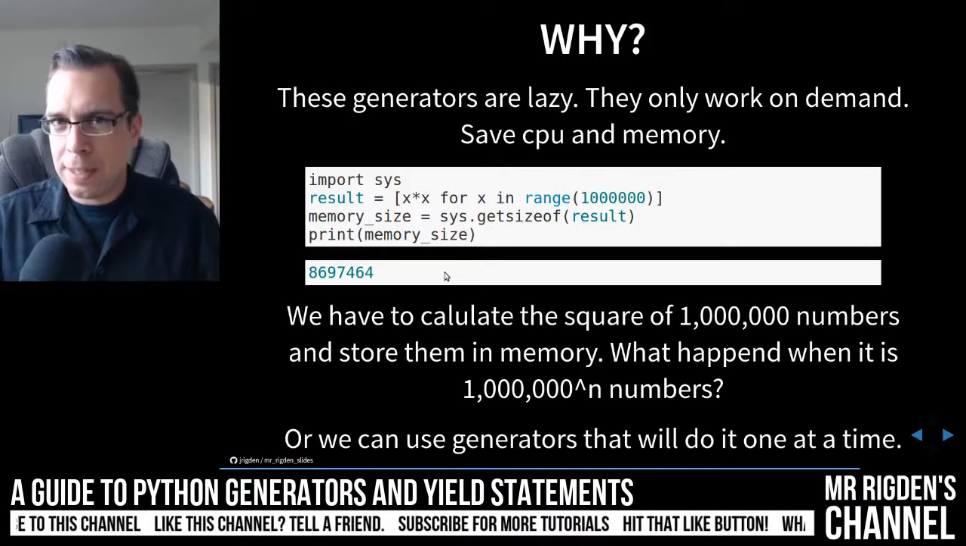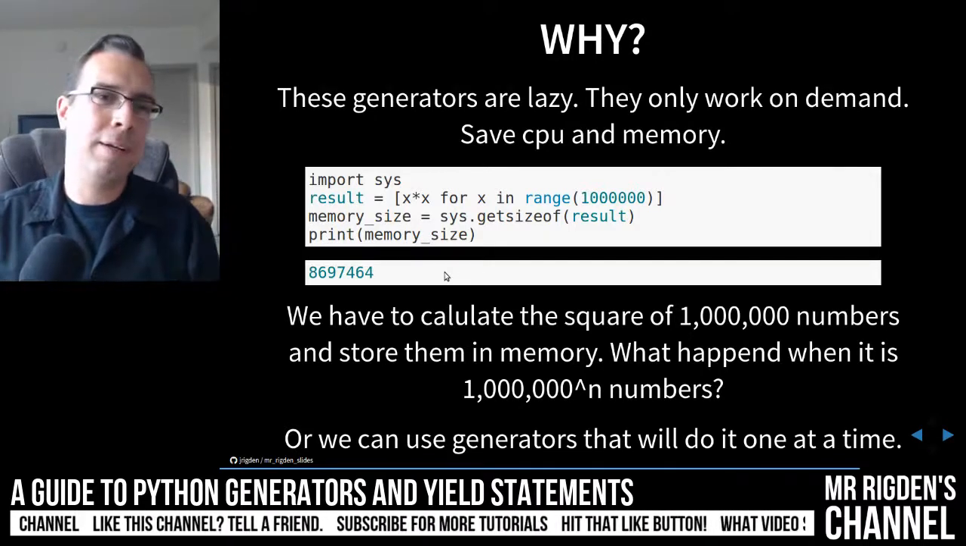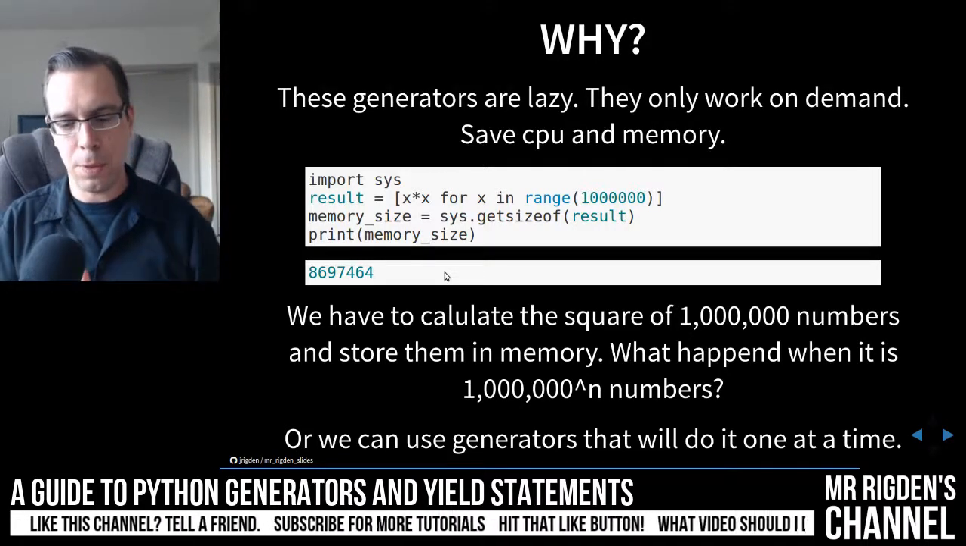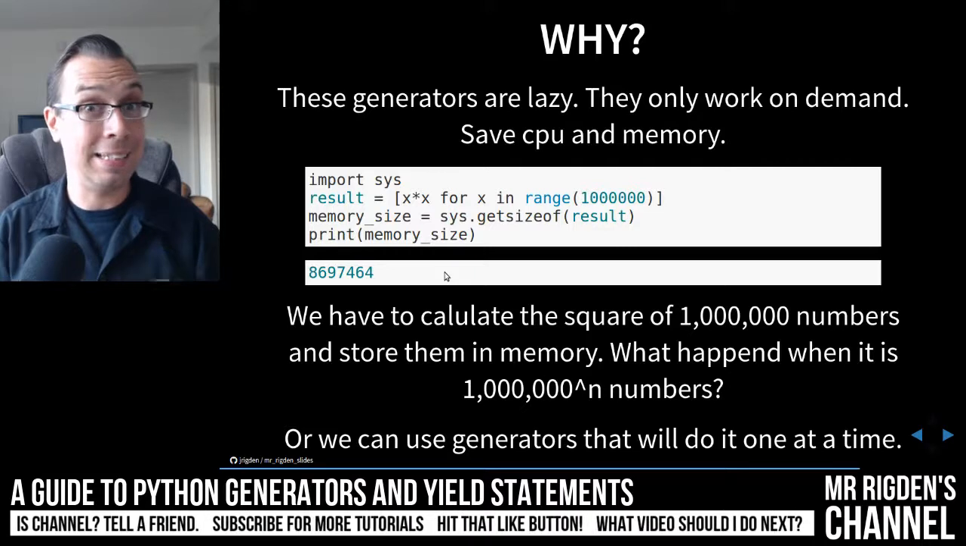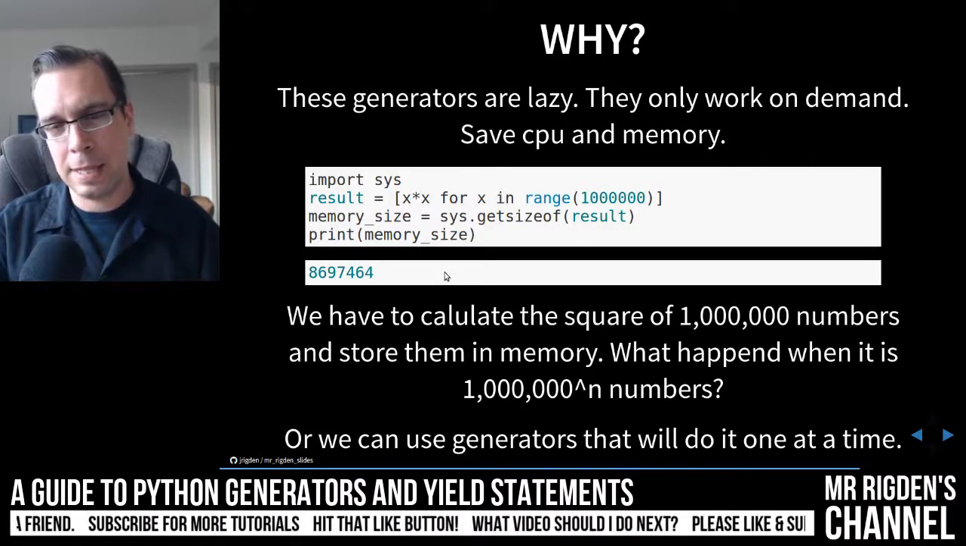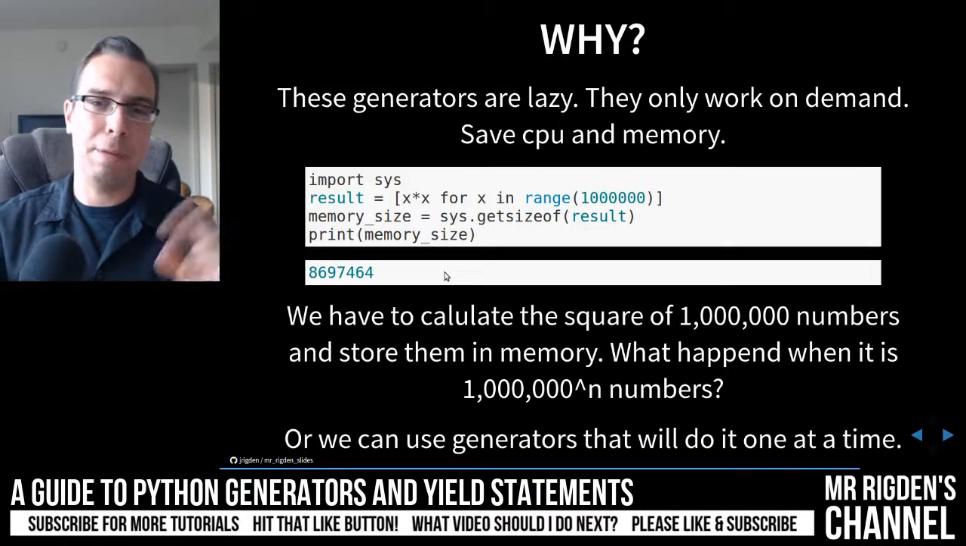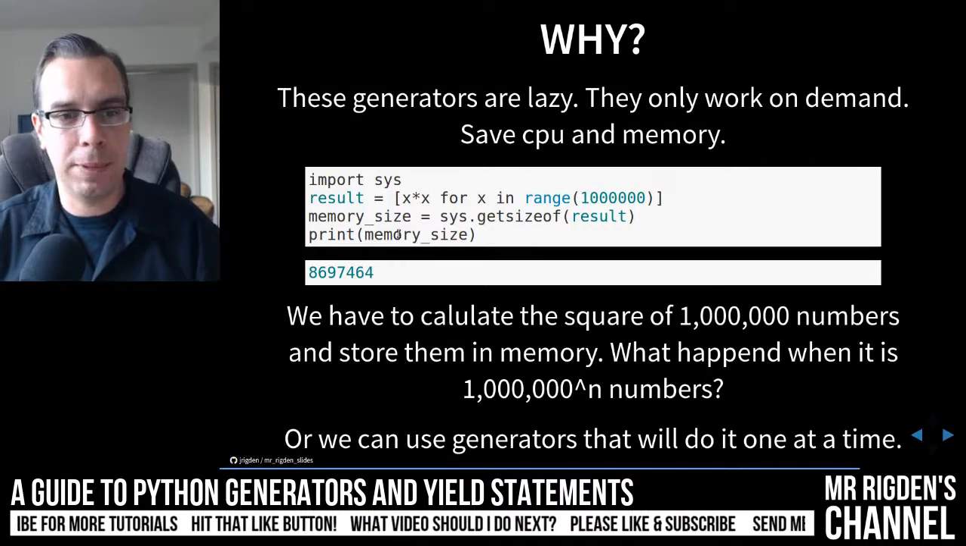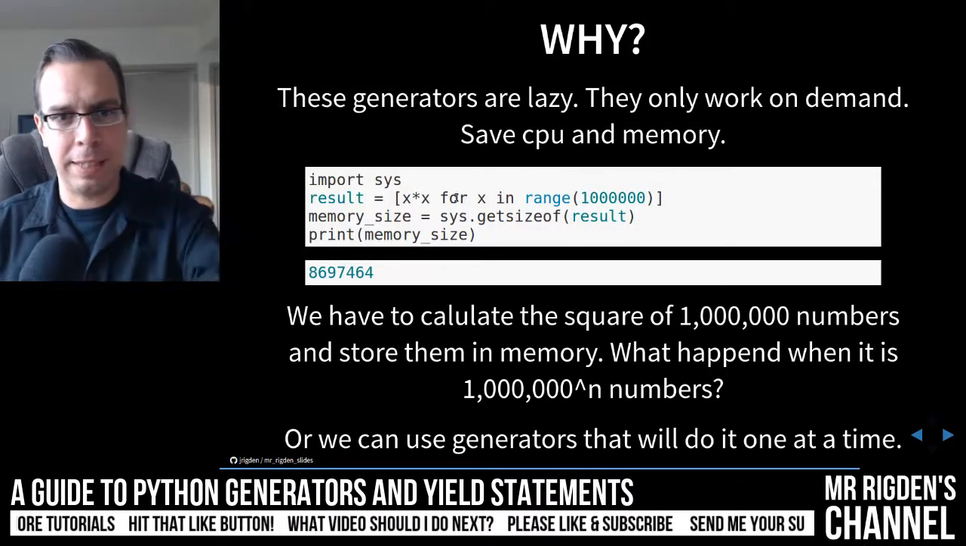An important concept, probably the most important concept for generators for you to think about, is that they're lazy. They only work on demand, and therefore they can save memory and CPU. So here we go, I'm just going to get the memory of this.